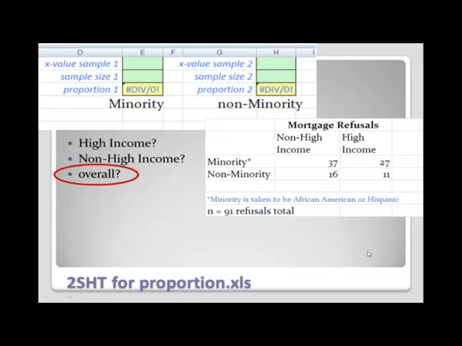The next thing we need to do is fill in some of the input data. We're not going to look at income yet. We're just going to look, I guess, by race. So we'll lump the two incomes together. And as I mentioned before, the minority group is group 1, the non-minority group is group 2. And there are 37 plus 27 minority refusals out of the 91 refusals total, and 16 plus 11 refusals to non-minorities out of the 91 refusals total.